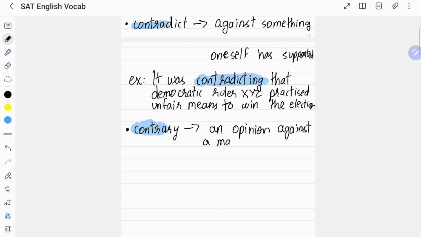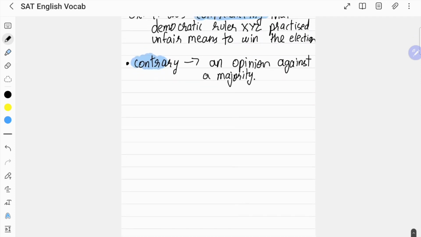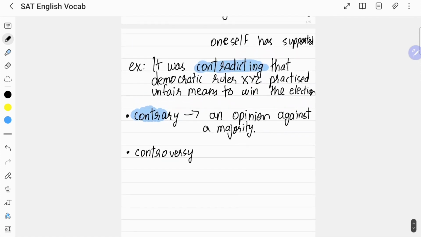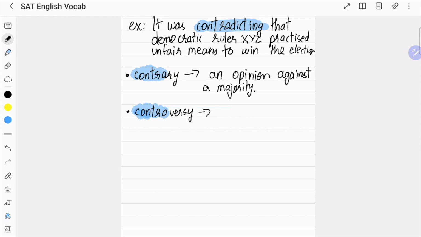Alright, we can also use a word, controversy. Although the word is contro, it's not contra, so it doesn't end with a, it can still be used. We can say controversy is when two or more people disagree.